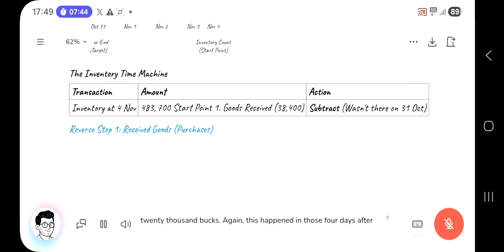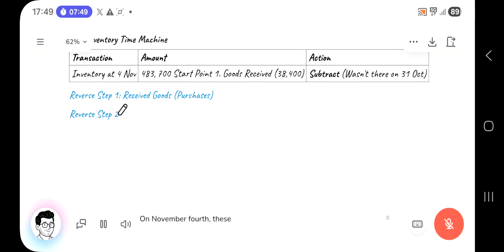Again, this happened in those 4 days after the year ended. On November 4th, these goods were gone. They'd been sold. But back on October 31st, they would have still been sitting on the shelf. So, to get back to the October 31st count, should we add back the cost of those goods? And follow up, which number do we use? The $14,800 cost or the $20,000 selling price?